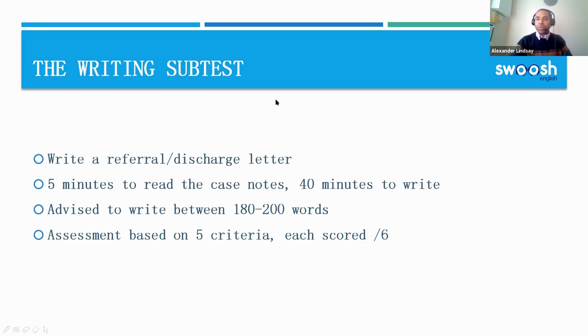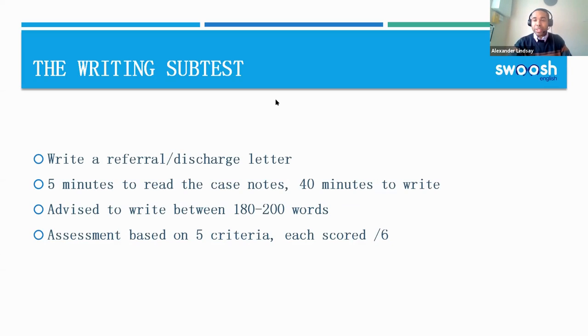Just a quick review of the writing task to begin with, for those of you who might be a little bit newer to the OET. For the writing task, of course, you have to write either a referral or a discharge letter. In the task, you'll have 5 minutes to read the case notes, and you'll have 40 minutes to write your response. You're advised to write between 180 to 200 words, but that's flexible. It could be a little bit more, could be a little bit less, but that's the guideline in terms of what you're advised to write.